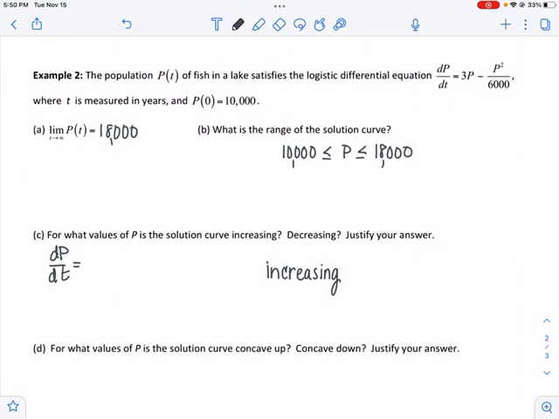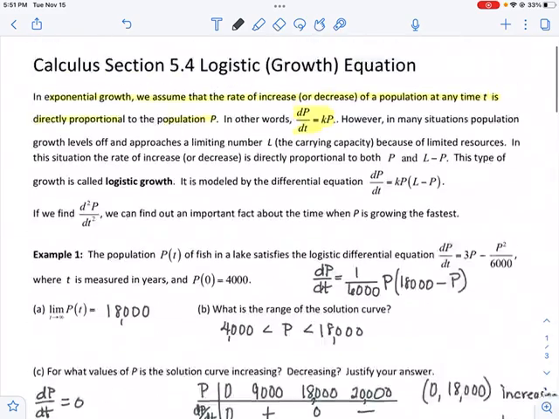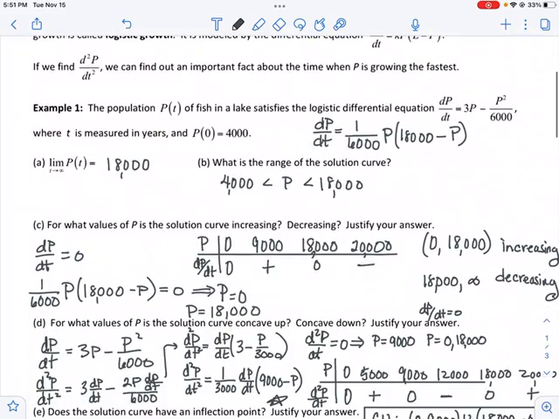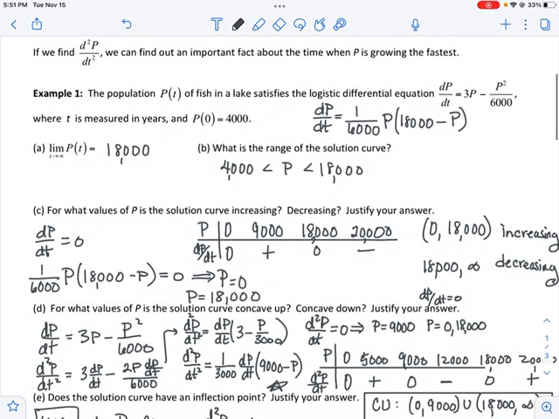Okay, we're on example 2 then with the section on exponential logistic growth. If we look at this, we have the second part, similar. The population P of t of fish in a lake satisfies the logistic equation that you see here. So these are very similar, right? Remember in the first problem we were talking about fish in the lake, and we have P of 0 is equal to 4,000. Same problem here.